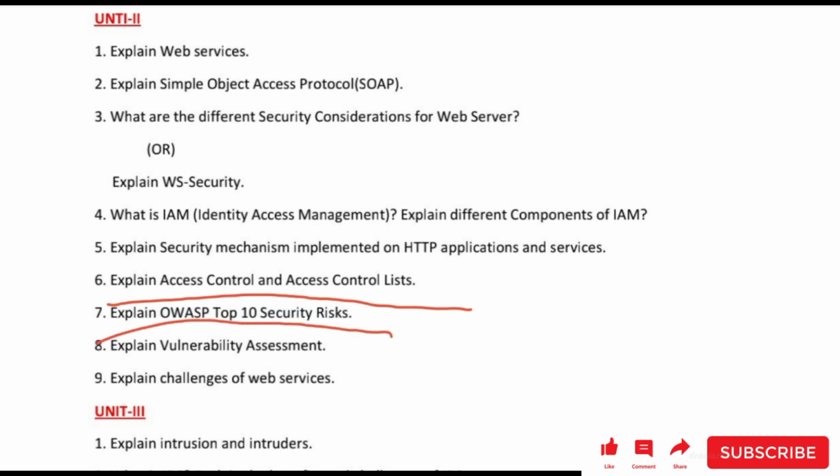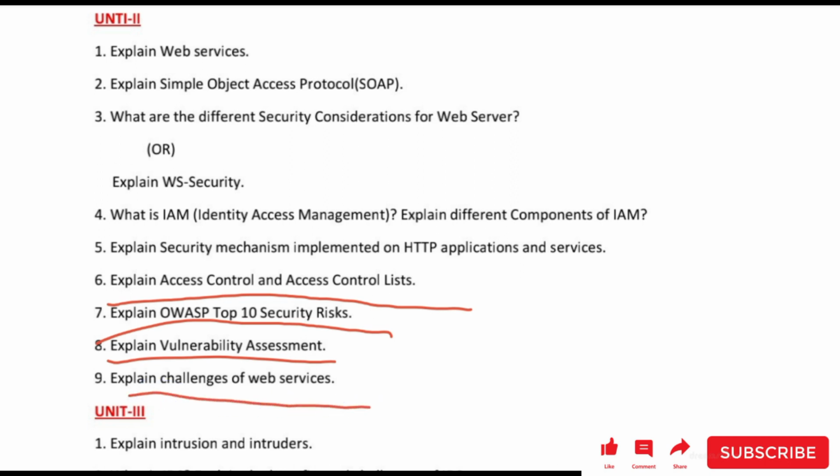OWASP top 10 security risks. What are the risks associated with security, that you need to explain. Okay, and explain vulnerability assessment. This can come for 4 marks or else as a long question, you just need to go through it. Okay, explain challenges of web services.